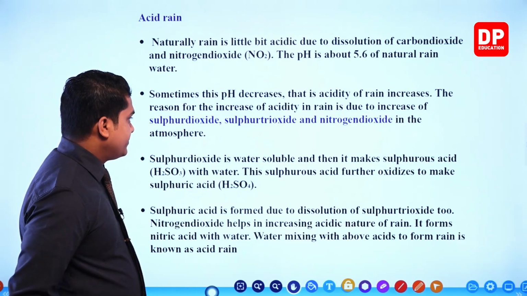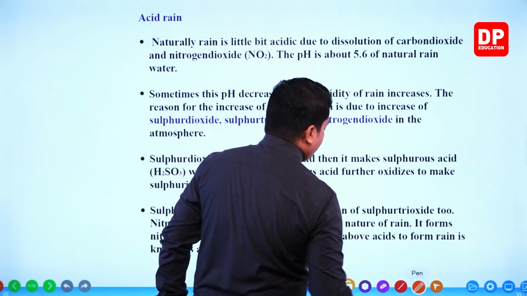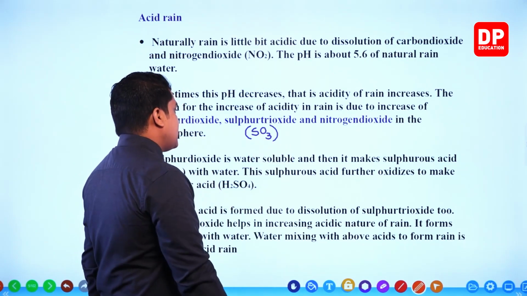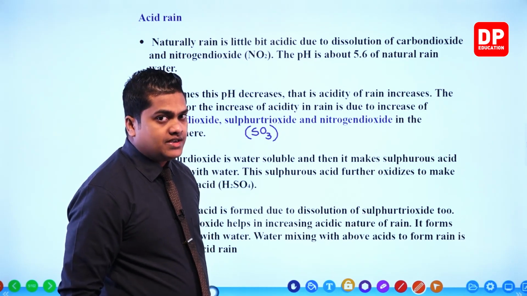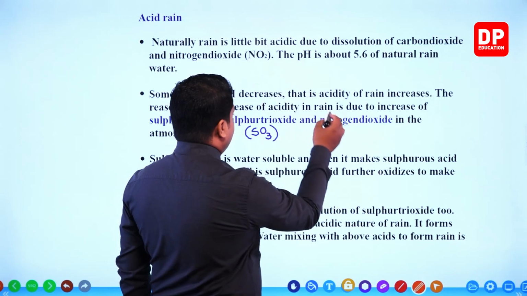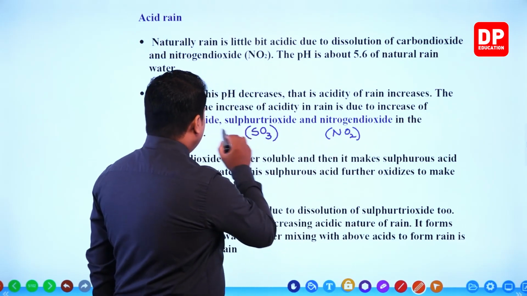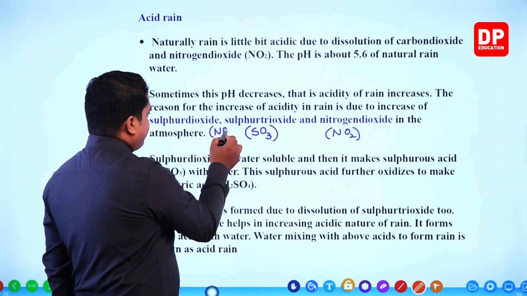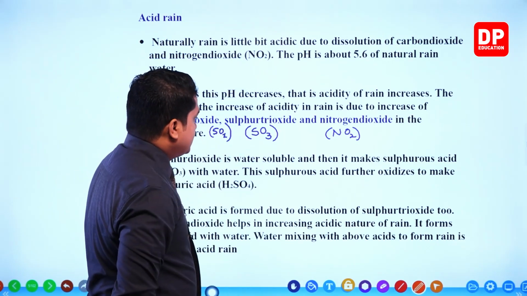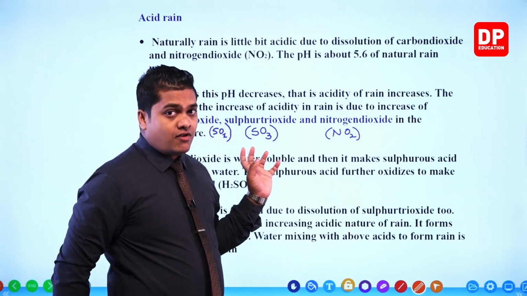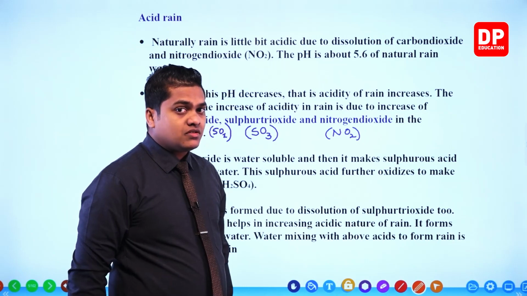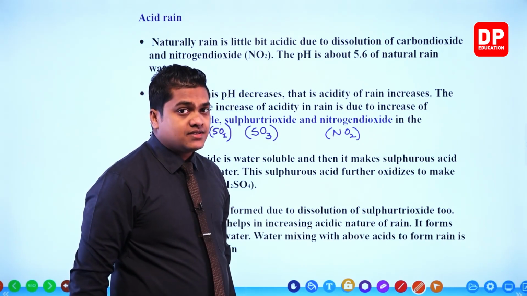So sulfur dioxide, you know the formula. Let me write down the formula for sulfur trioxide. When there is plenty of oxygen to react with sulfur, sulfur is going to create sulfur trioxide, SO3. Sulfur dioxide is SO2. I think you already know about nitrogen dioxide, NO2. Here also it is given. Sulfur dioxide, SO2. So sometimes the pH value of rain is going to decrease further because of different acidic gases.